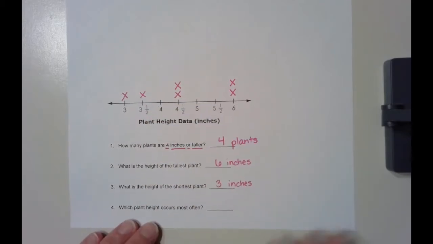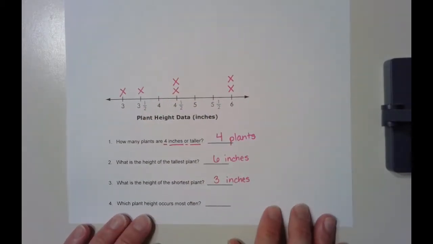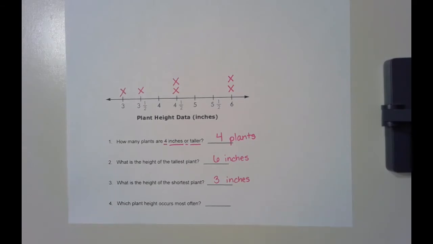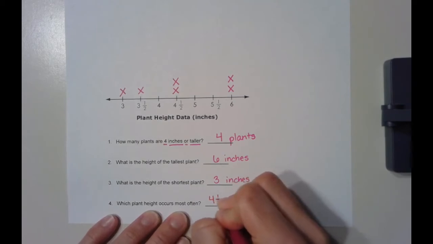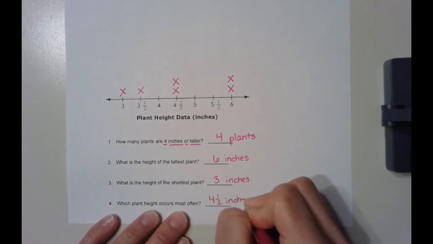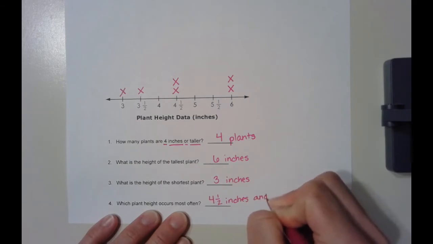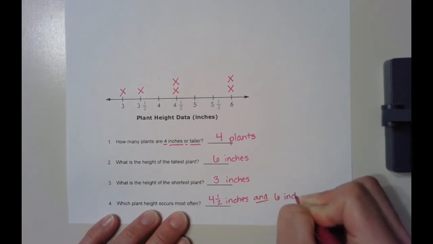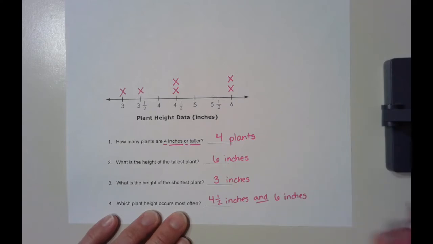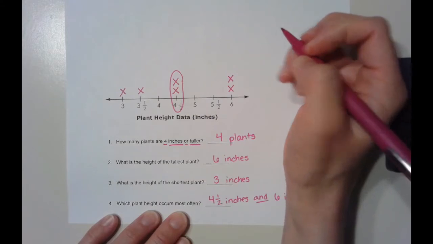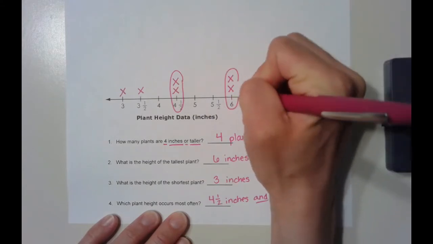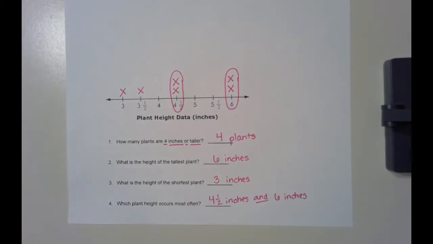And number 4, which plant height occurs most often? This is interesting because I can quickly and easily see on my graph that there are actually 2 plant heights that occur most often. So in this case, there will be 2 answers. So 4.5 inches and 6 inches are the 2 heights that occur most often, because I can quickly see that in this one there are 2 plants that are 4.5 inches tall, and here there are 2 plants that are 6 inches tall. So those are the ones that occur the most often.